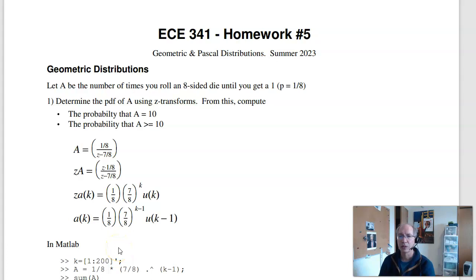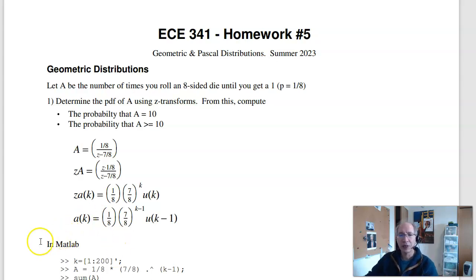Here are solutions to homework set number 5 for ECE 341, Random Processes. This homework looks at geometric and Pascal distributions. The first problem is, suppose I have an 8-sided die and I keep rolling it until I get a 1. Determine the PDF of A using Z transforms. And from this, compute the probability that A is equal to 10 and A is greater than 10.